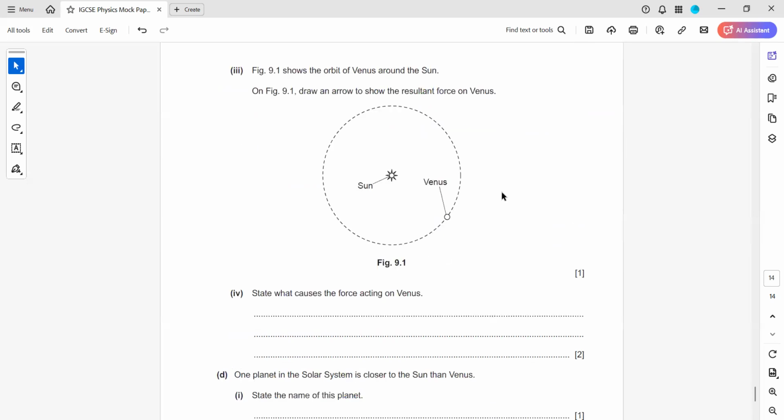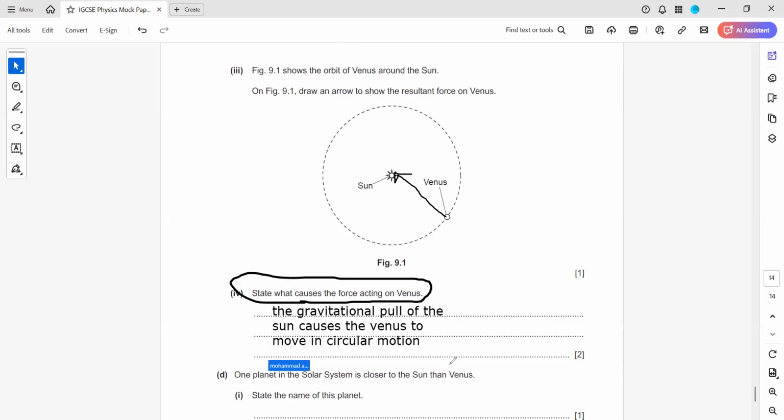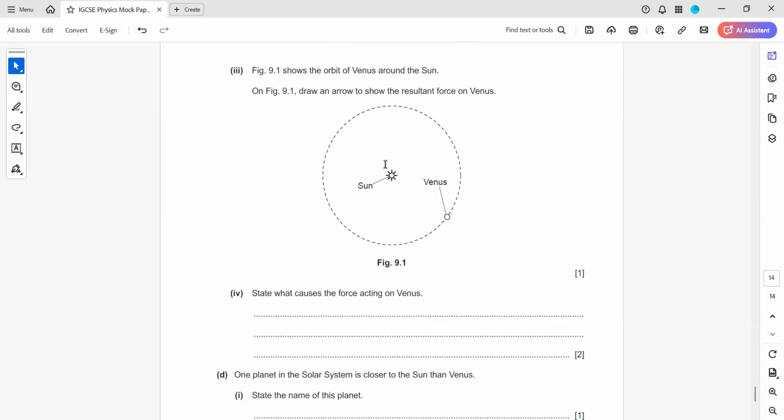The next is figure 9.1, which shows the orbit of Venus around the sun. On the figure, draw an arrow to show the direction of the resultant force. What will be the direction of the resultant force? The direction is towards the center. And what causes the force acting on Venus? The gravitational pull of the sun causes the force. One mark is for mentioning gravitational force, one mark is for mentioning the sun. So when you say gravitational force of the sun, actually it's 2 marks.